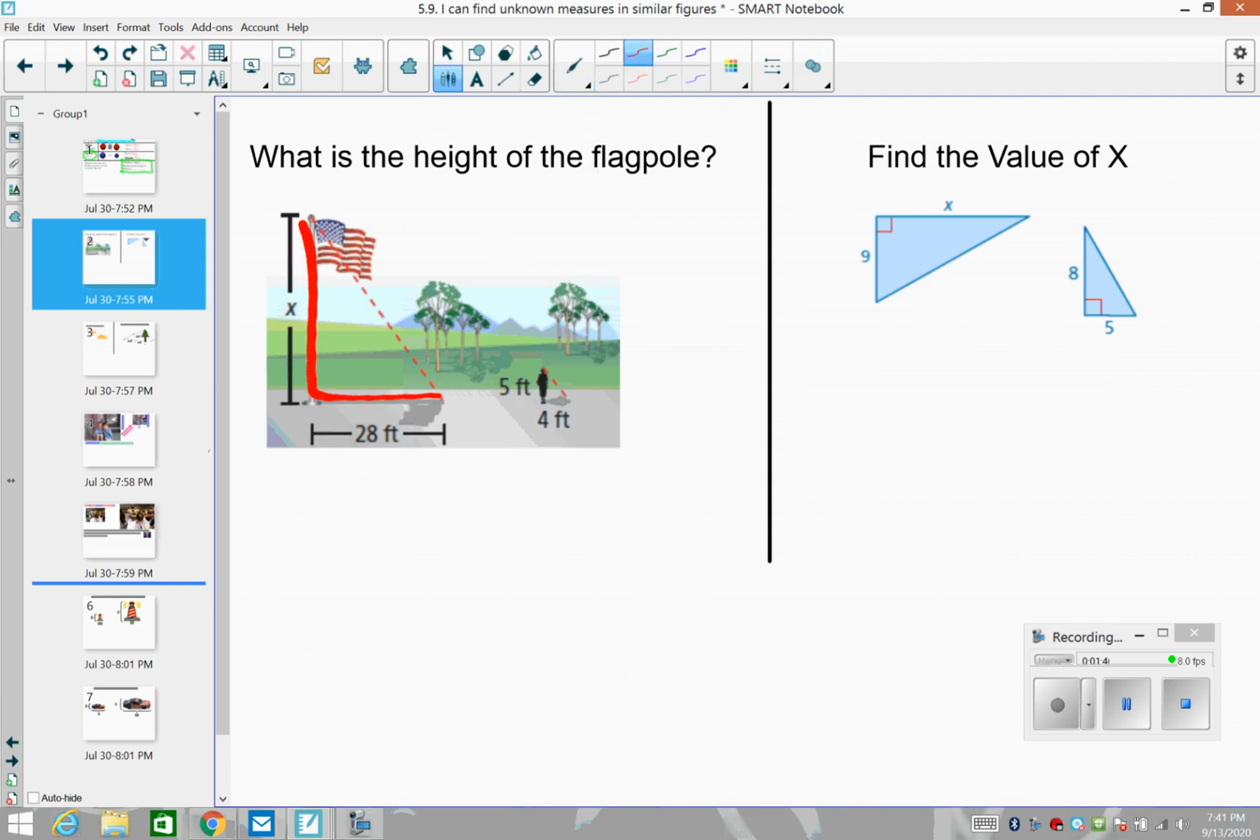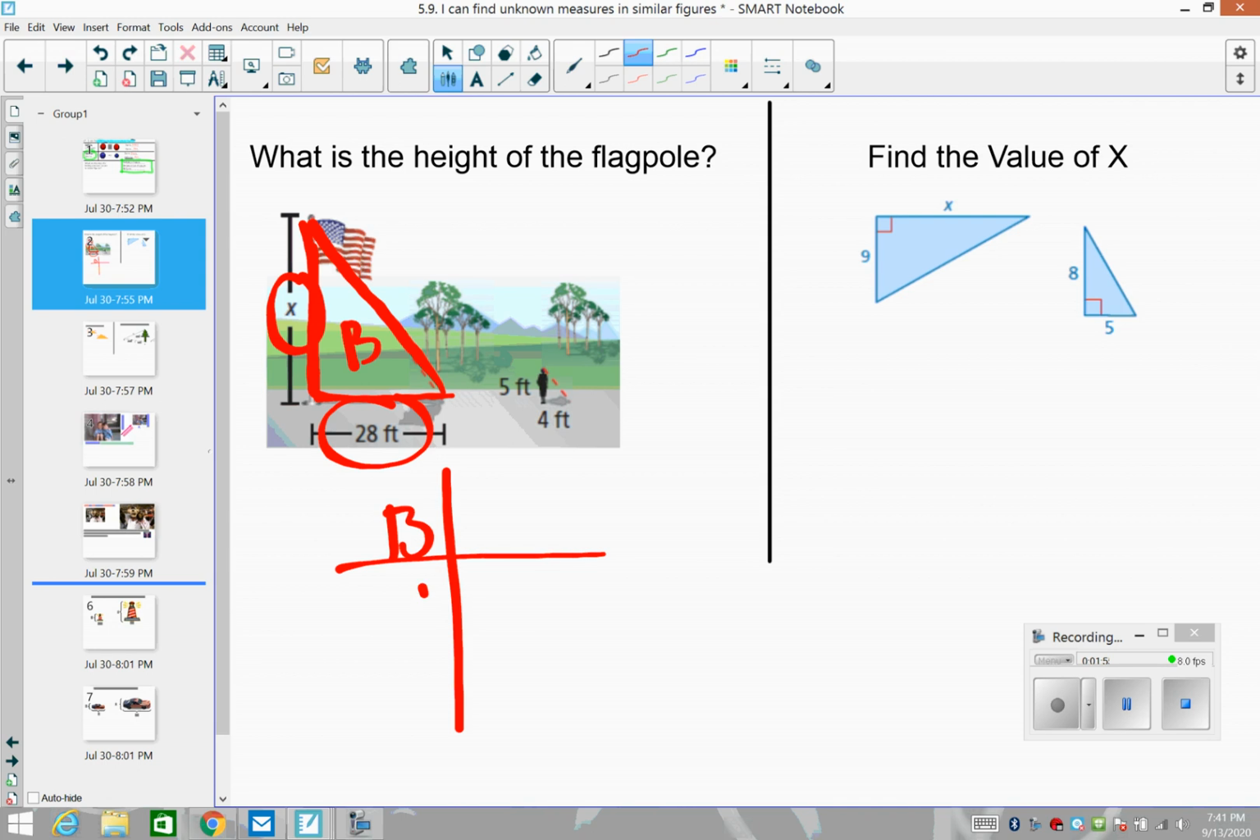So we have this triangle here. We have the height of the flagpole is unknown. The shadow length of the flagpole is 28. That's my big figure. So in my big figure, I have that the height is x and the shadow is 28. All of that goes in my big figure section. Now, this isn't the only way to set it up. This is just how I started to set it up. So now, in my small little triangle here, I have a 5-foot person with a 4-foot shadow.